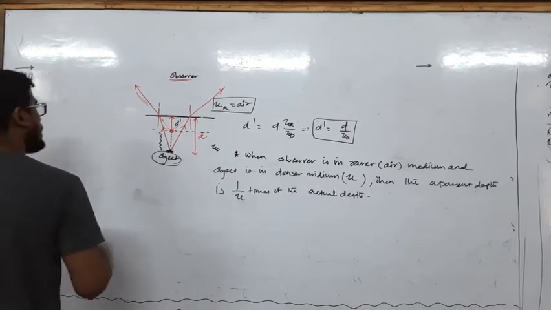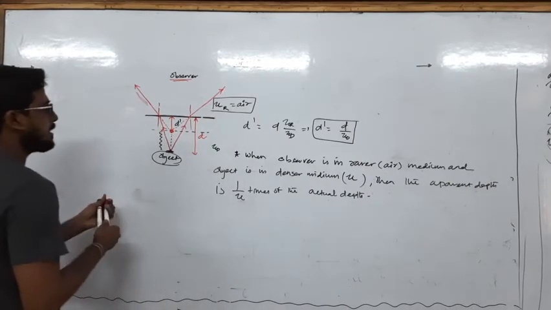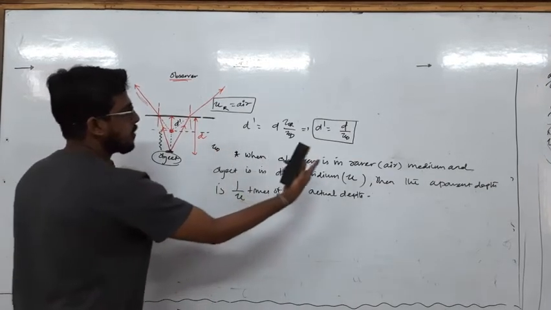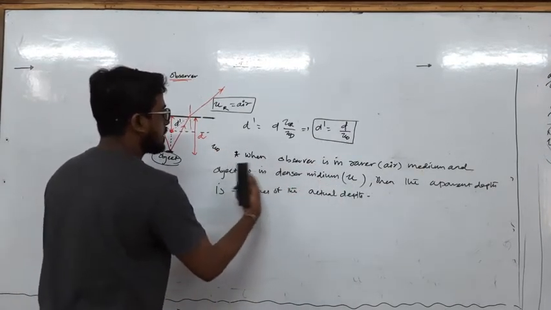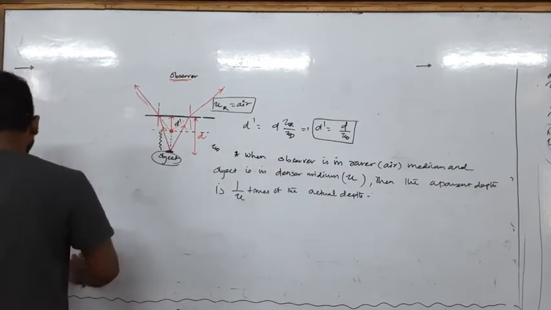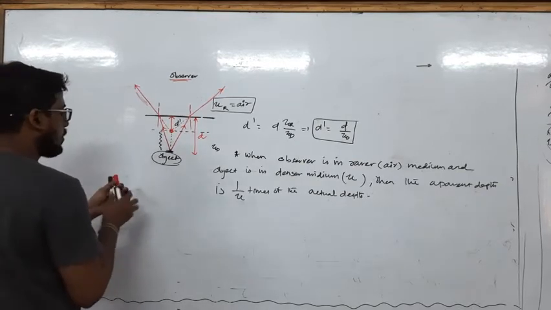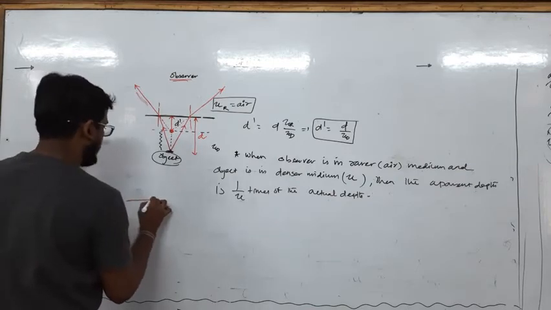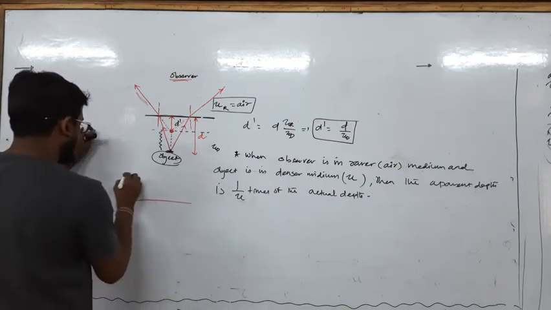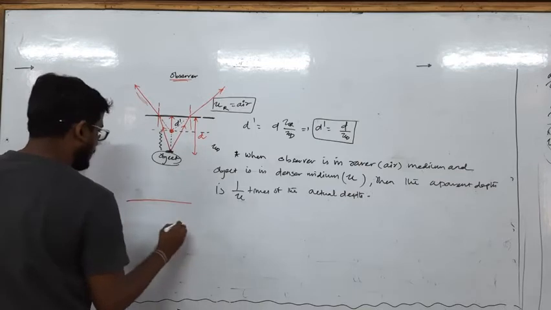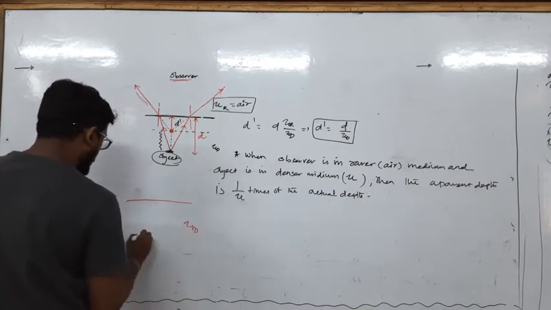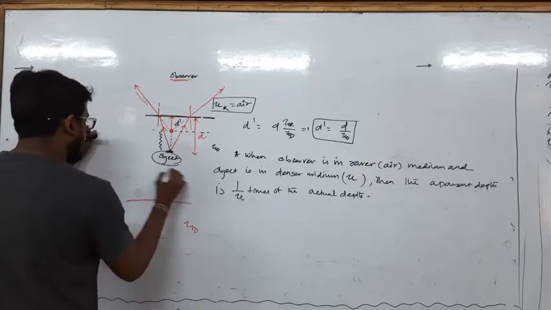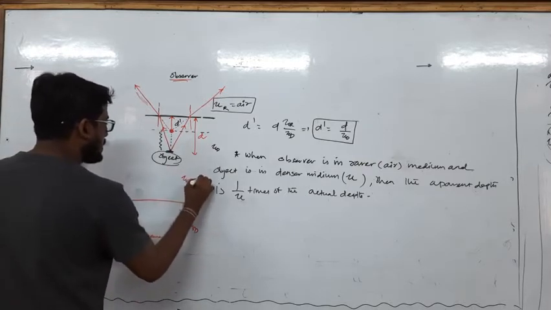And similarly, when the observer is in rarer medium and the object is in denser medium. But if the observer is in denser medium, this is mu d where the observer is present, and here mu r, which is taken as AR.